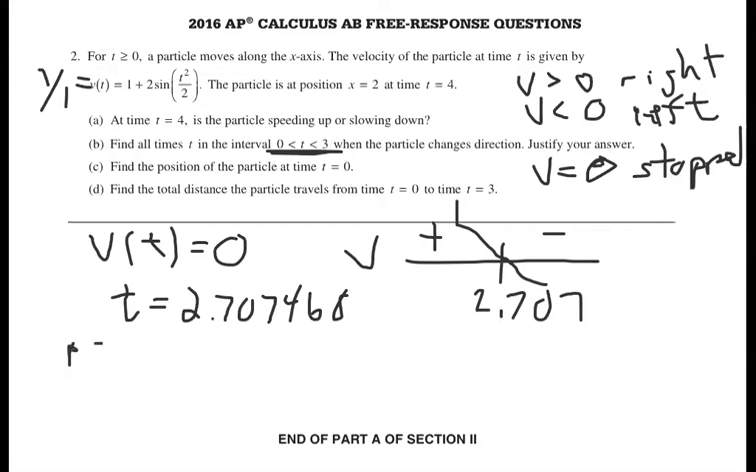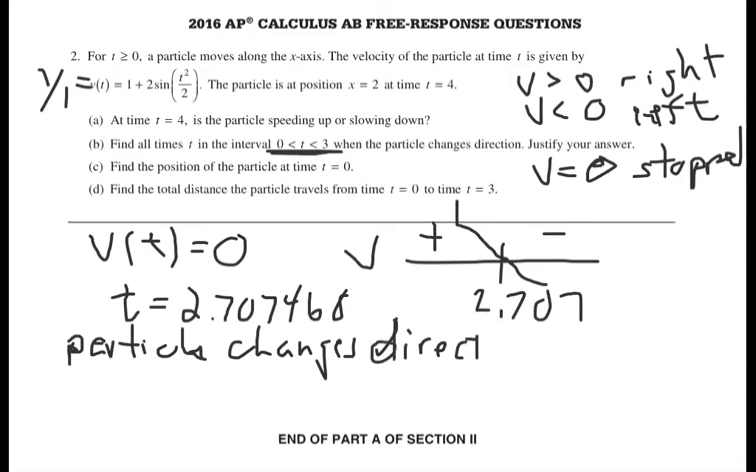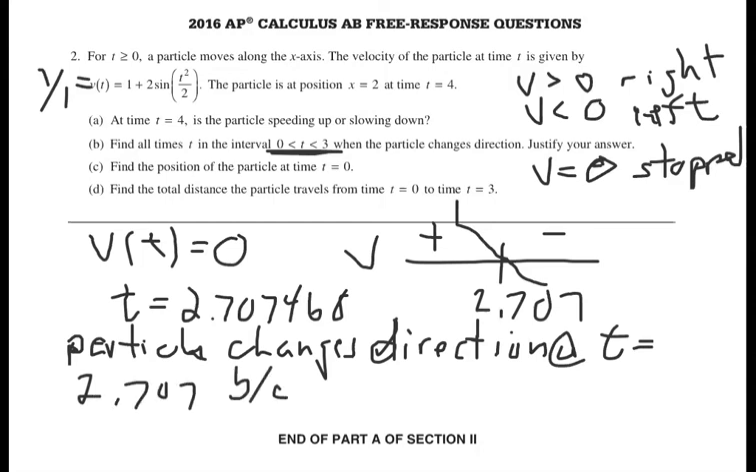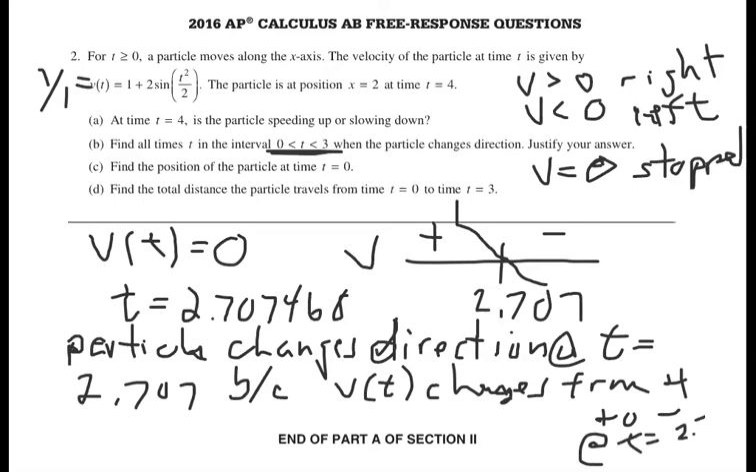You should say the particle changes direction at t equals 2.707 because v, or you could say v of t, either one is okay, changes from positive to negative at t equals 2.707. And that's going to be your answer for part B.